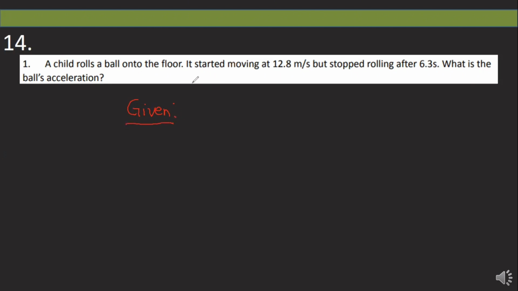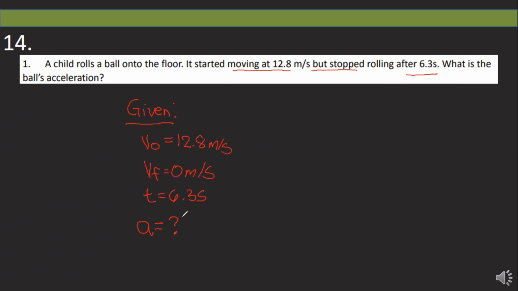So the first given here is this one. It starts moving at 12.8 meters per second. So we have a given initial velocity, which is 12.8 meters per second. And then it says here, but stops rolling. Meaning to say, when you stop, your velocity was already zero. So the final velocity is 0 meters per second after 6.3 seconds. So we have time given 6.3 seconds, and we're looking for the acceleration.